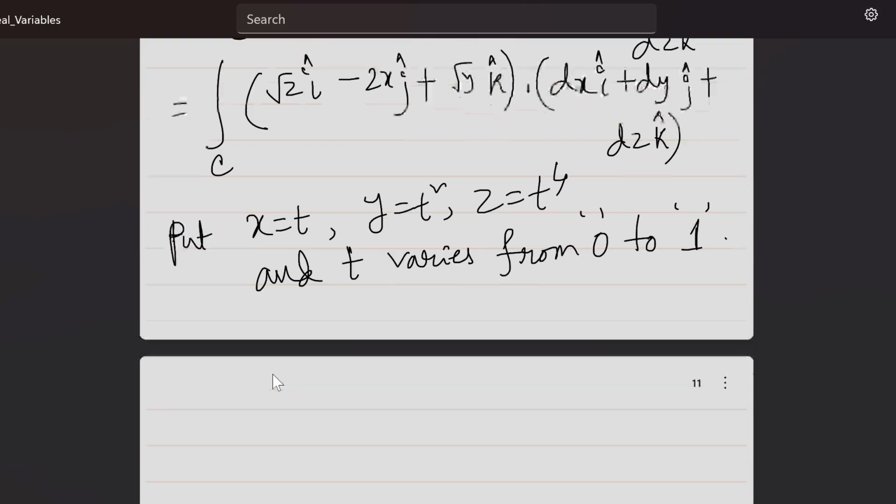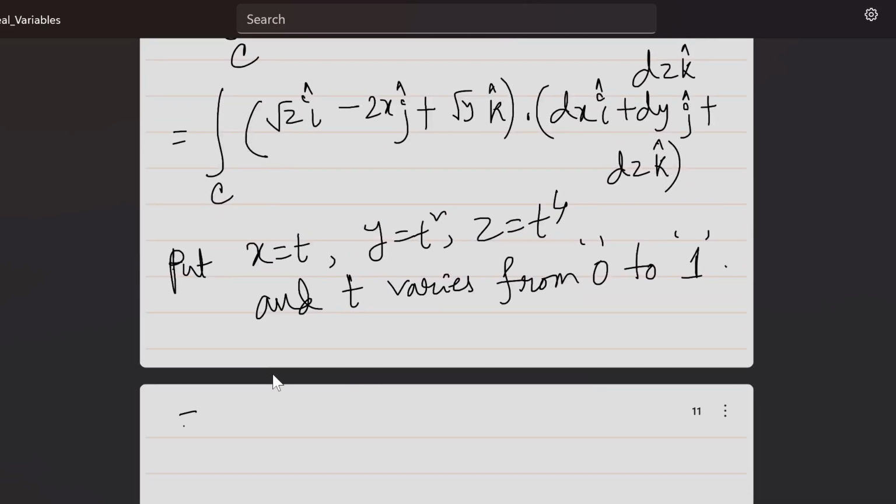So what I will get is that integral, t varying from 0 to 1. Root z means root over t power. By the way, first I do the multiplication, then it will be good because it is a dot product. So I will write directly: integral over c, first I do the multiplication, 2x dy minus plus root y dz, because this is the formula: i dot i is 1 and i dot j is 0.